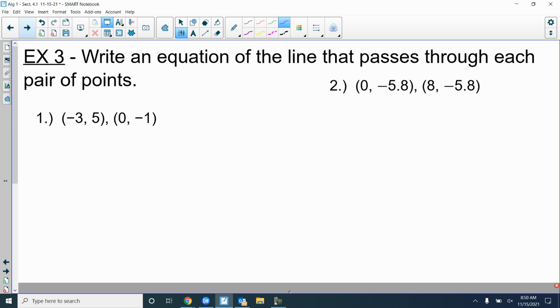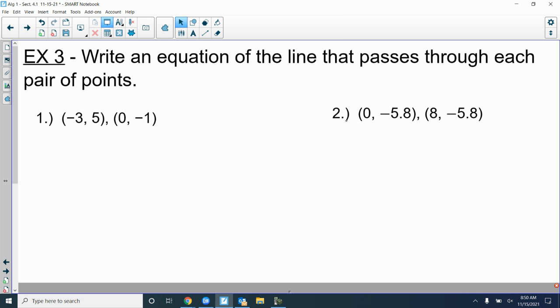All right, now it says write an equation of the line that passes through each pair of points. They're going to give us a pair of points. So first time they just said, here's the y-intercept, here's your slope. Boom, you wrote it down. Second time, here's a picture. From the picture, give me the slope, give me the y-intercept. Third way, I'm just going to give you 2 points.